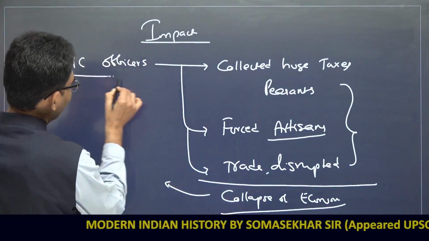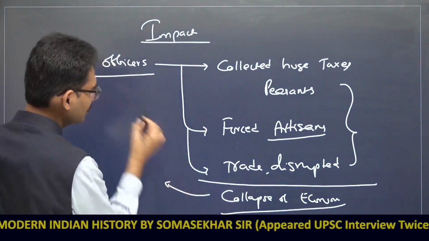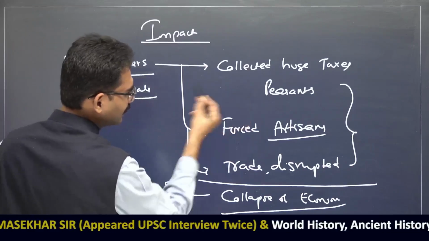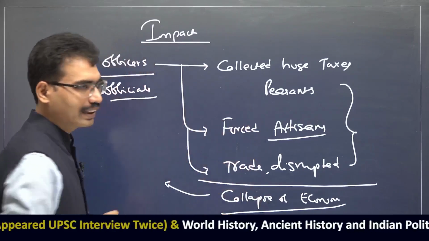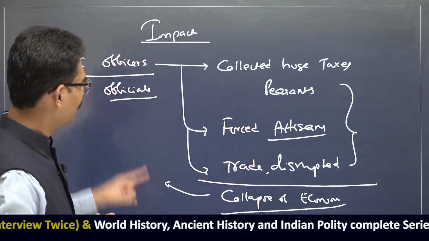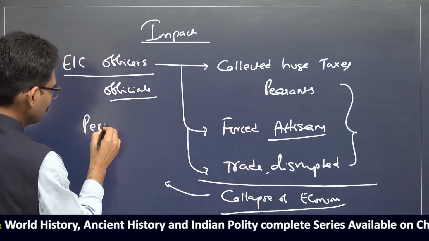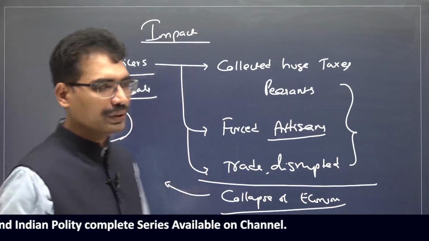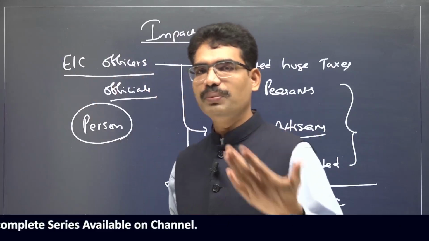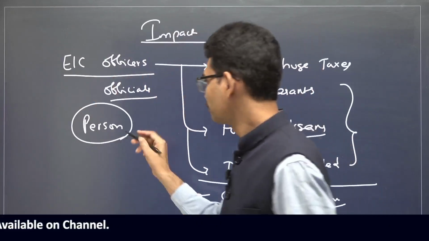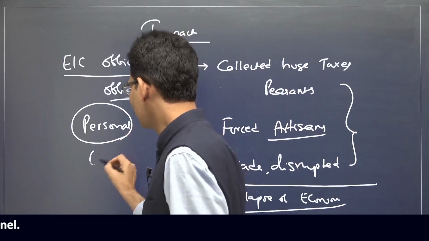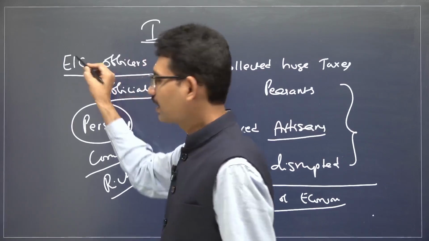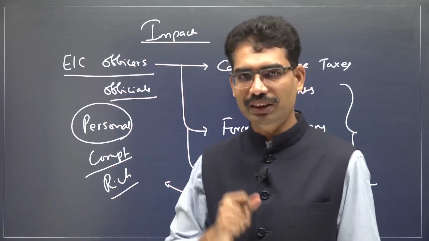Now, one issue emerged here. These are East India Company officers, officials. Whatever they are collecting, whatever benefit they are getting from Bengal, Bihar, and Odisha, is enjoyed by the East India Company officers and they are not depositing it in the East India Company account. So, personally, they became very corrupt and very rich. On the other hand, East India Company is not becoming rich.